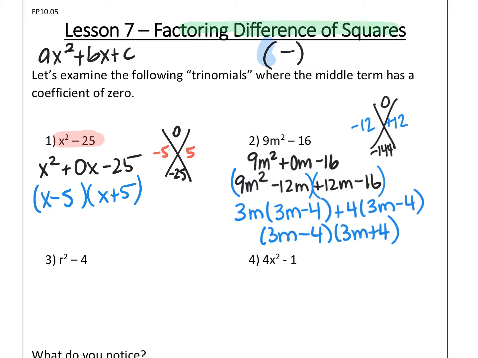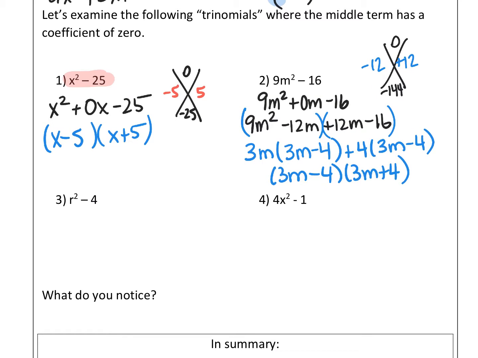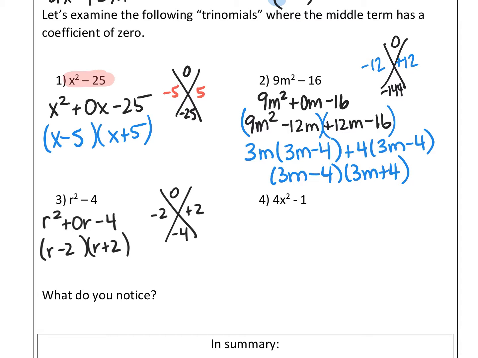Okay, let's look at r squared subtract 4. So again, I want to rewrite this as r squared plus 0r minus 4. My sum is 0, my product is minus 4. Well, look, that's going to be minus 2 and positive 2. So r minus 2, r plus 2, because there's no number in front.